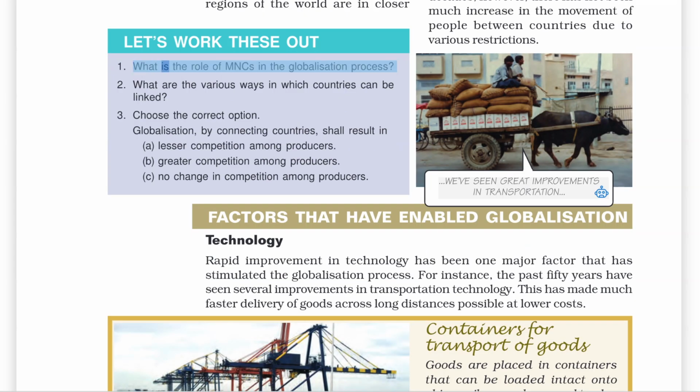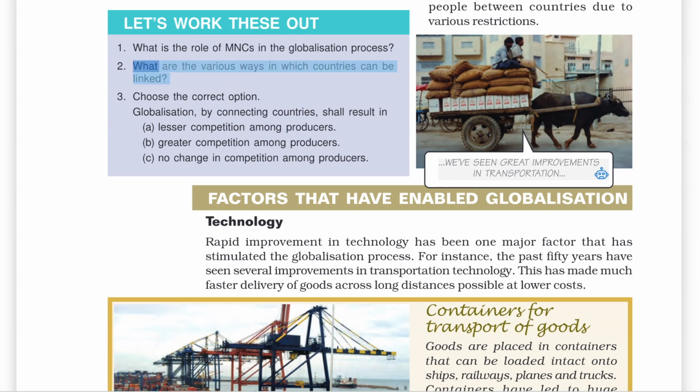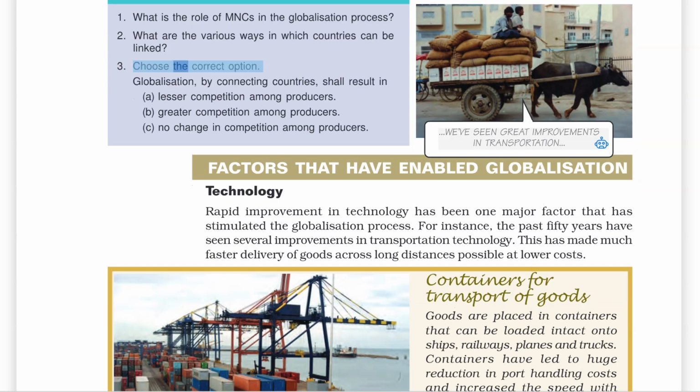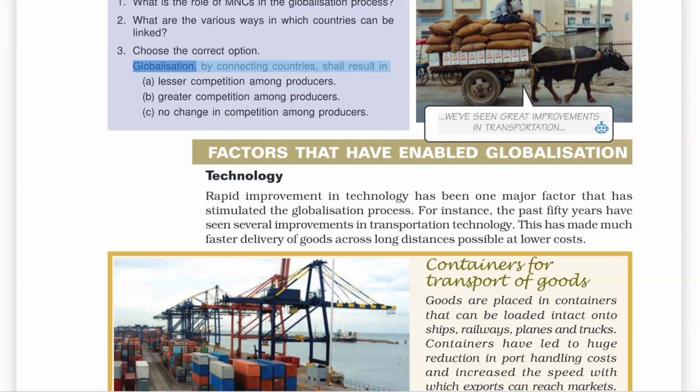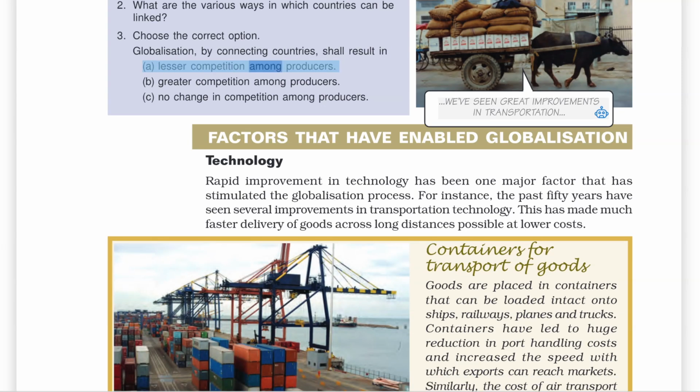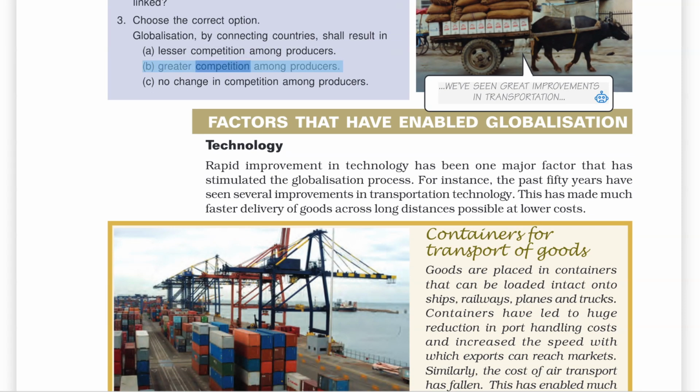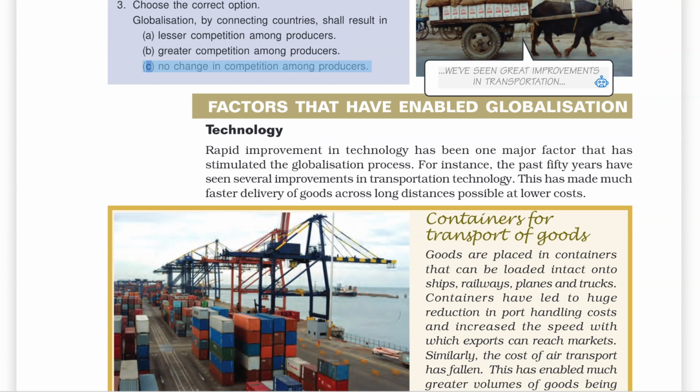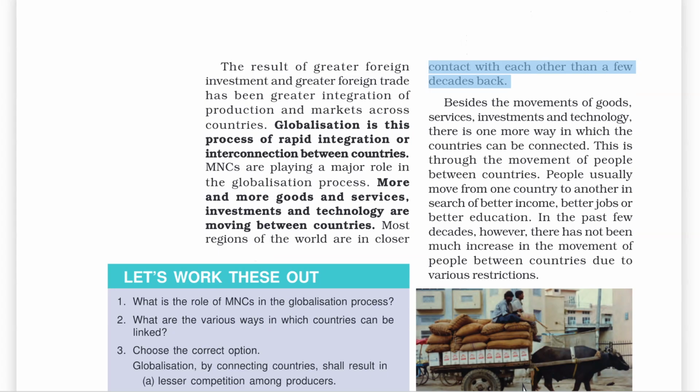Let's work these out. 1. What is the role of MNCs in the globalization process? 2. What are the various ways in which countries can be linked? 3. Choose the correct option. A. Globalization by connecting countries shall result in a lesser competition among producers. B. Greater competition among producers. C. No change in competition among producers.